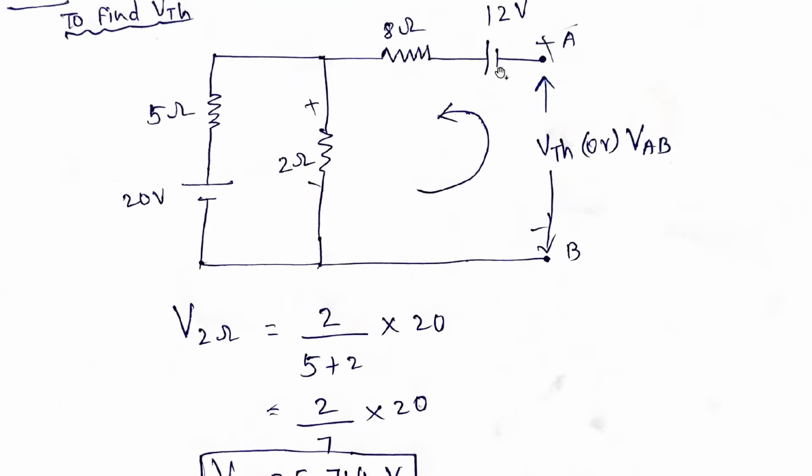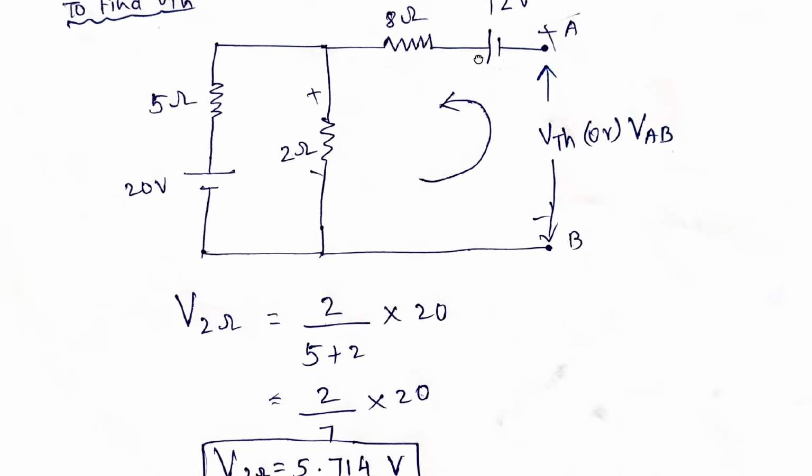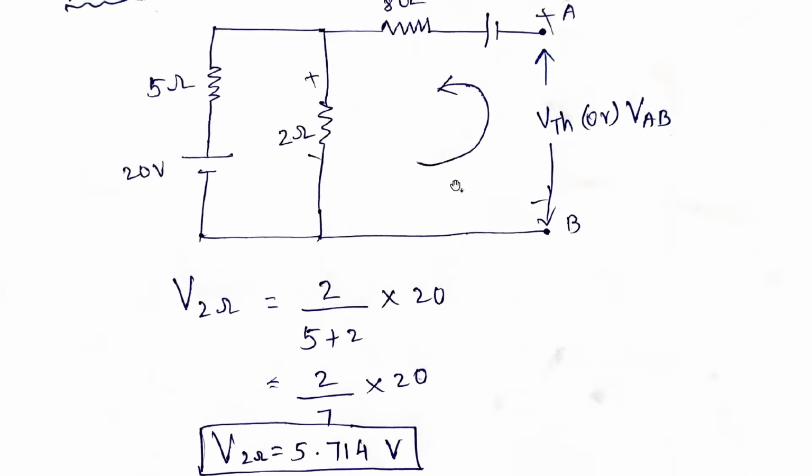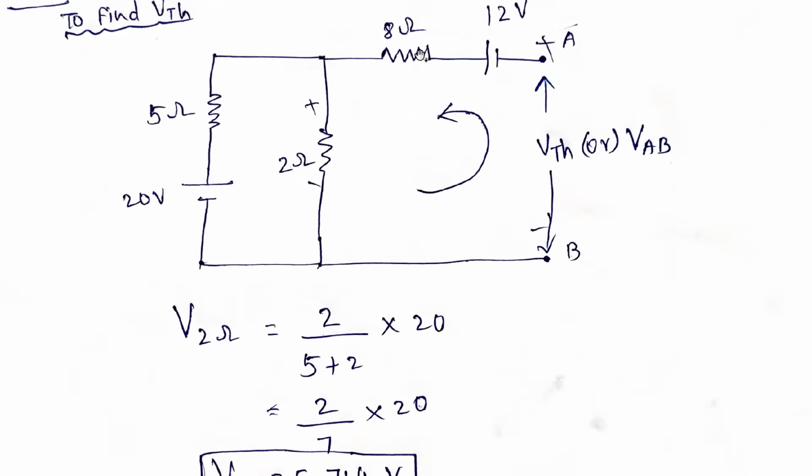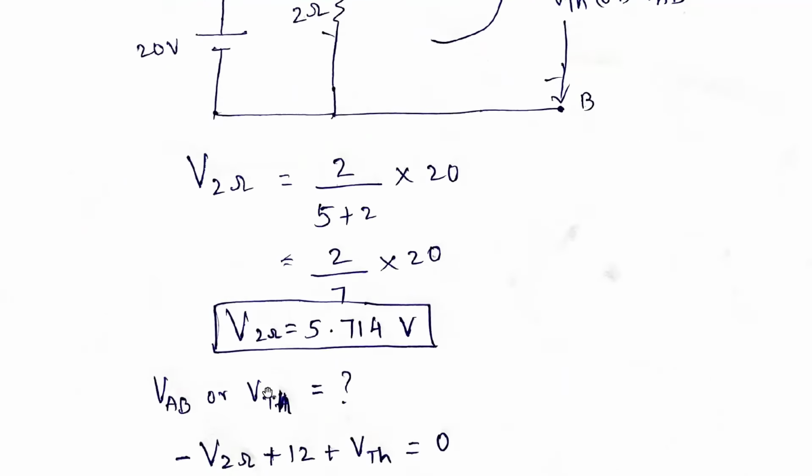Again, if you consider this battery source, the current is flowing like this. This is minus, this is plus, so the current is flowing from minus to plus. Minus to plus is again a rise, so it is positive, so plus 12. Next, this has no value, as I said, because it is open circuited. Then if I consider the current flowing from positive to negative through a resistance, it is a drop. Drop is negative.